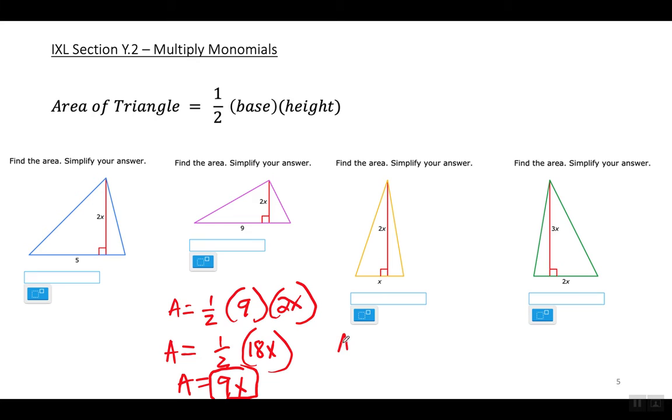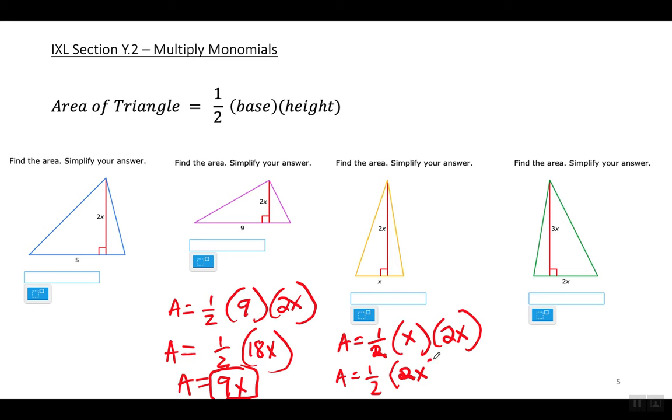Over here, I do 1/2 of x times 2x. All right, so x times 2x is going to equal 2x to the second power.